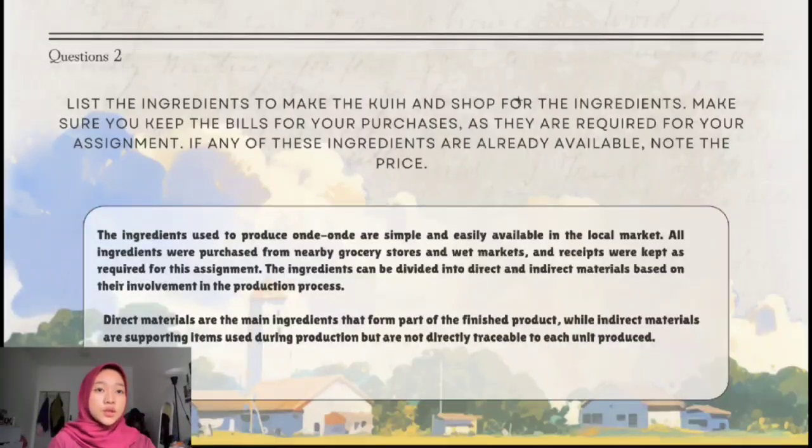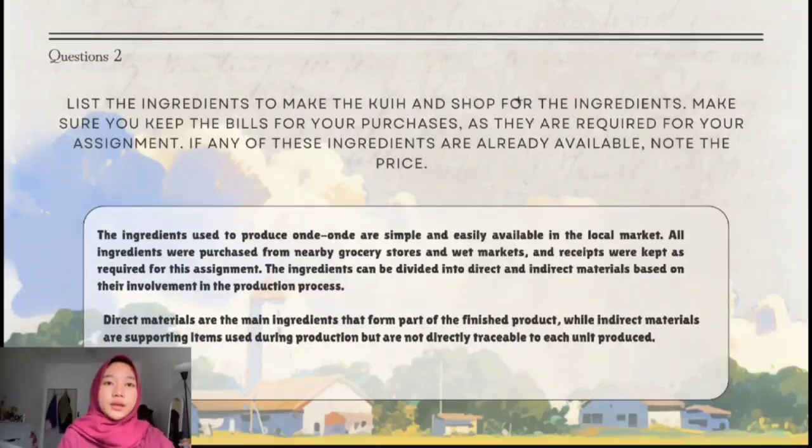The ingredients can be divided into direct and indirect material based on their involvement in the production process. Direct materials are the main ingredients that form part of the finished product, while indirect materials are supporting items used during production but are not directly traceable to each unit produced.